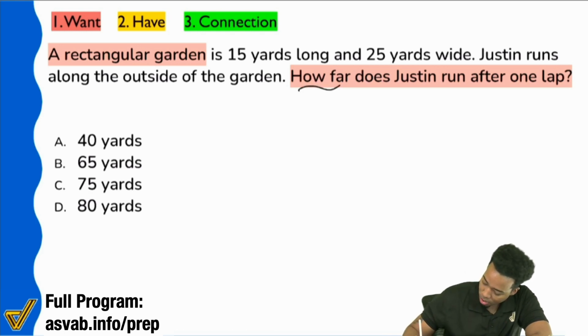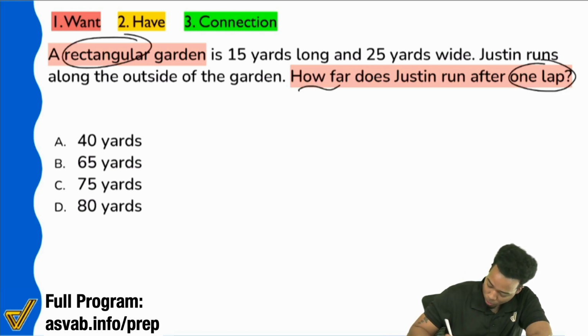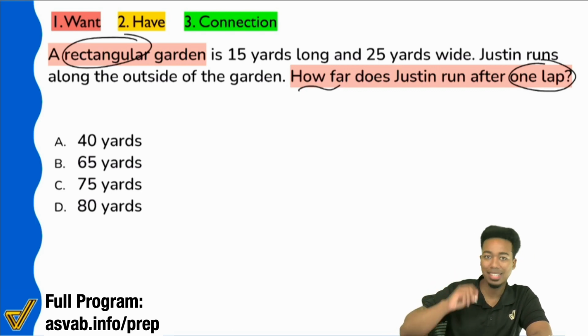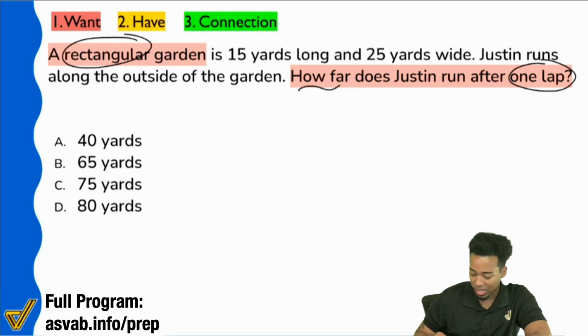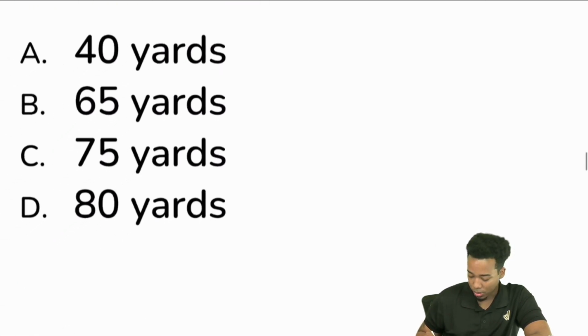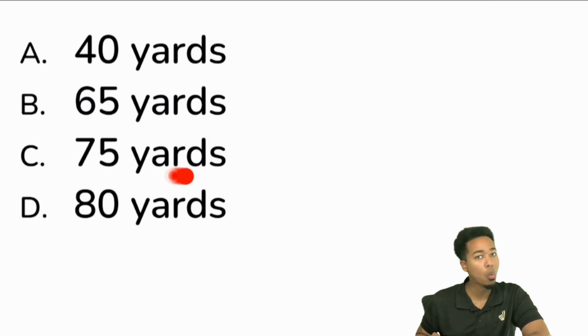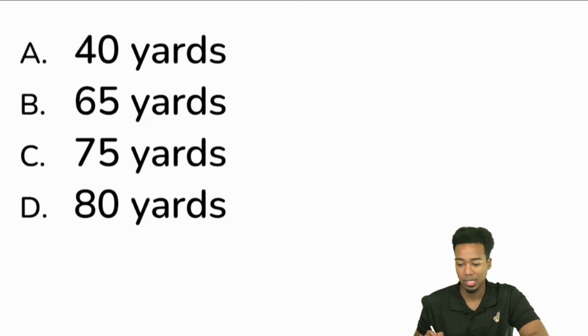How far? One lap, and it's a rectangular garden. That's going to be the perimeter because we're going around. And again, if you look at the answer choices, yards, let me go ahead and use the highlighter. Yards, not square yards because that would be area, just regular yards. The distance.